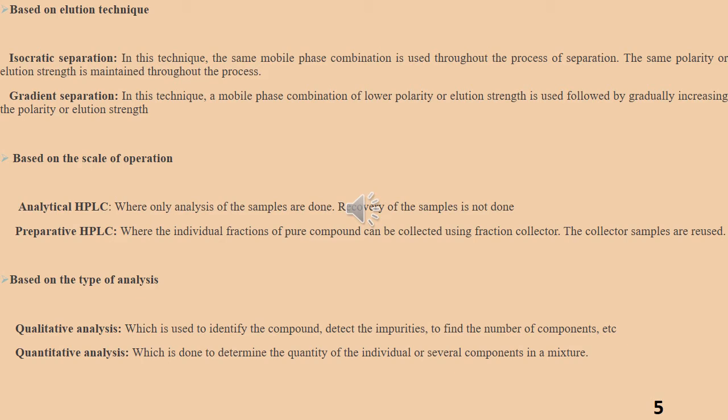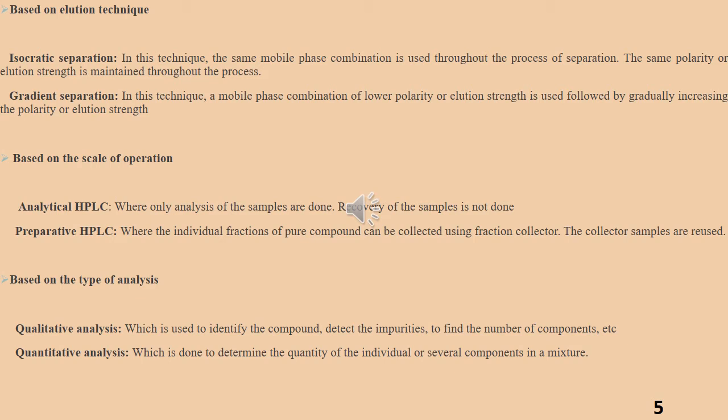Next, based on the scale of operation, there are two types, analytical HPLC and preparative HPLC. In analytical HPLC, only analysis of the sample is done, and no recovery of the samples is required. In preparative HPLC, the individual fractions of pure compounds can be collected using fraction collectors, and the collected samples are then reused.